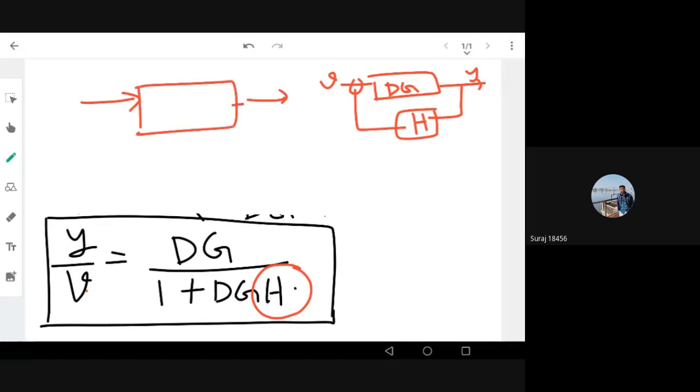The same closed loop system has input V, D into G, output Y, and H. Now we can represent this using open loop modeling. Input is V, output is Y, and the transfer function is changed to DG over 1 plus DG into H. So we have modified the plant, we have changed the process control problem and represented the closed loop using an open loop system. This kind of simplification of a system with a lot of gains and feedback paths is called block diagram reduction.